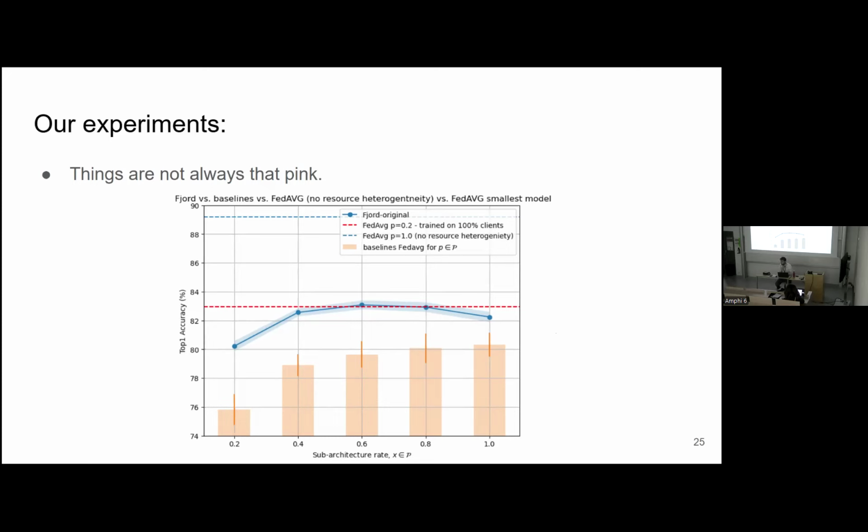This doesn't apply all the time. It's the same setting, the same number of clients, the same distribution of the data, the same everything. But instead of these clients having bigger models and doing ordered dropout and knowledge distillation and all of these things, they all just take the smallest model and train that. They don't do anything else. And this is what I got, which is quite peculiar.